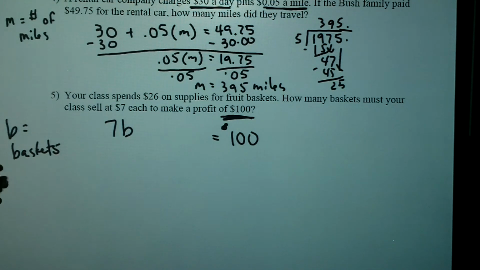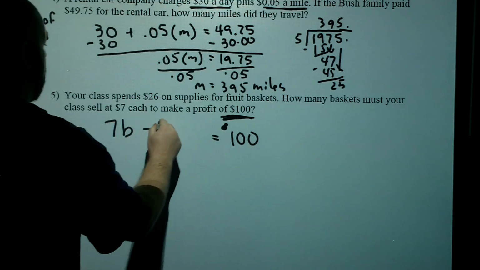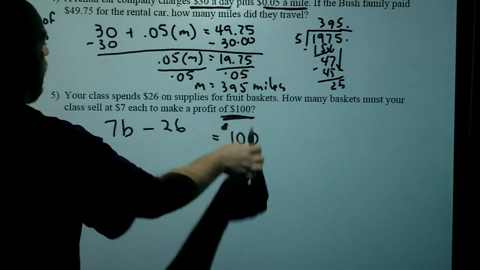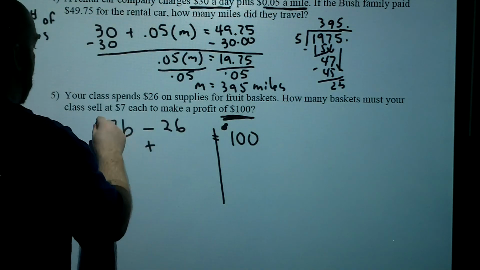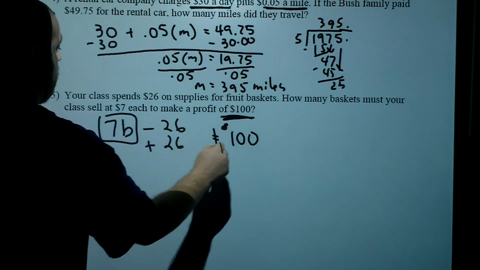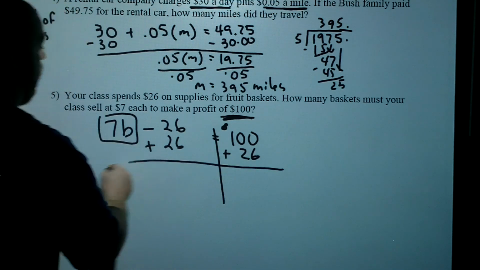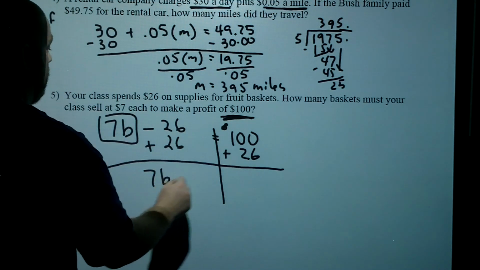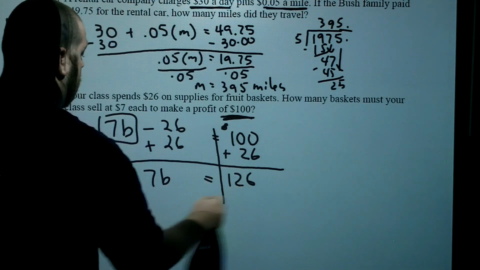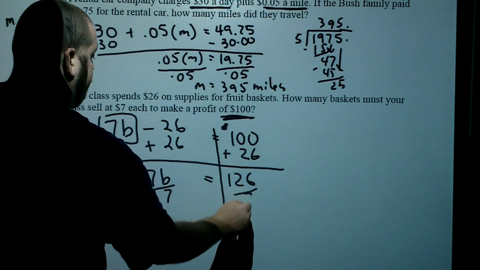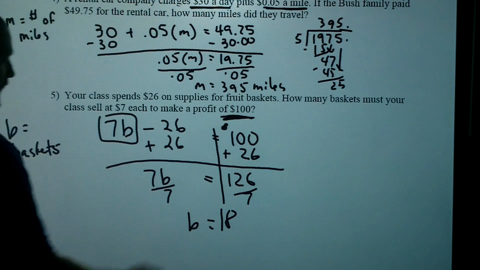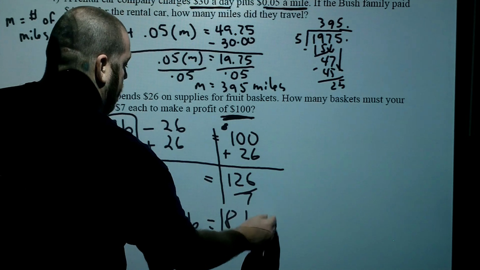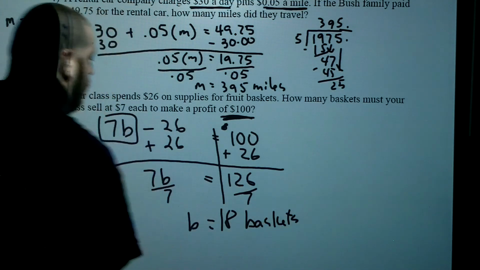Now I'm going to have to take away in the end that $26 because that was supplies that I spent. So we're going to show that by subtracting 26. And we want a profit of $100. So to solve this time I'm going to add 26 to try and recoup that loss to spending on the supplies. But I still want $100 left over. Divide by 7. So 18 baskets is what I would have to sell in order to make a profit of $100.